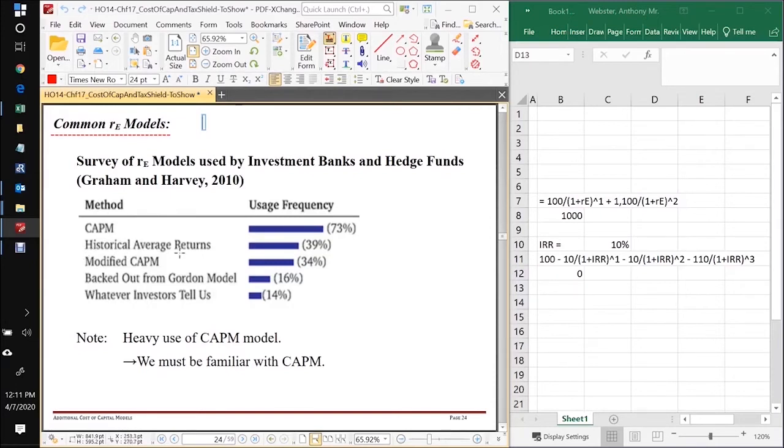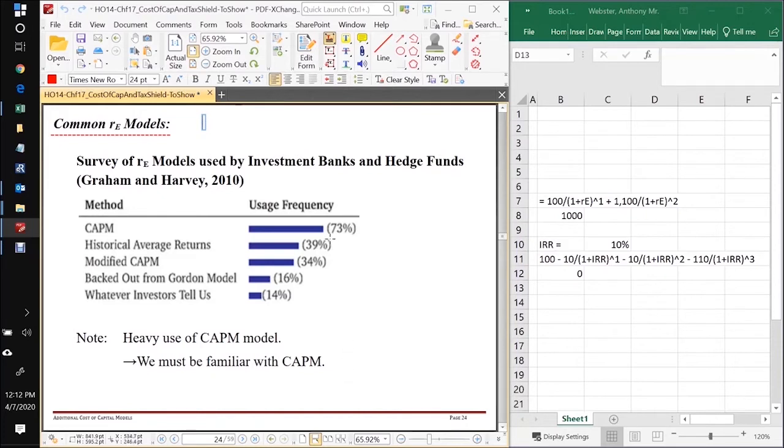Another method, which is fairly common, is historical average returns. That would be including dividends, and then you just apply the future. It's going to look like the past, and project that forward. There are various modified versions of the CAPM model which aim to improve it, so people use that. This doesn't add up to 100% because some of the firms clearly are using more than one method. And then folks can use what's called the Gordon growth model, which we'll get to later. And I love this: whatever investors tell us. So that's the kind of firm that you probably don't want to go work for.